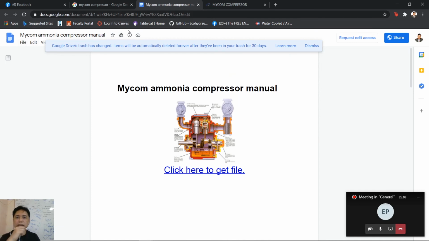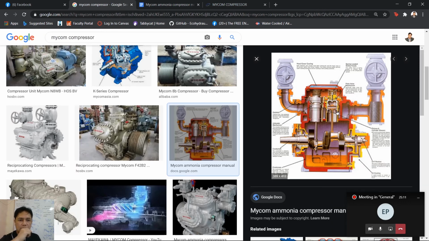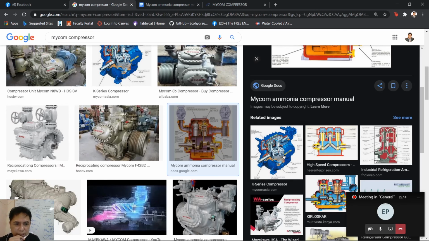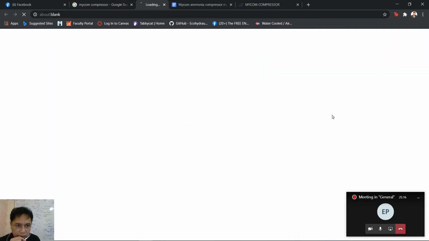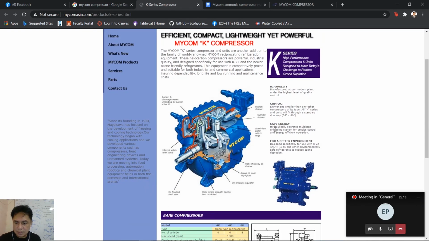Masyadong maliit na, nasa i-ano lang natin. Ito, kung gusto niyo makita yung mga parts, nandiyan naman, no. So i-ano ko sana. Yan.